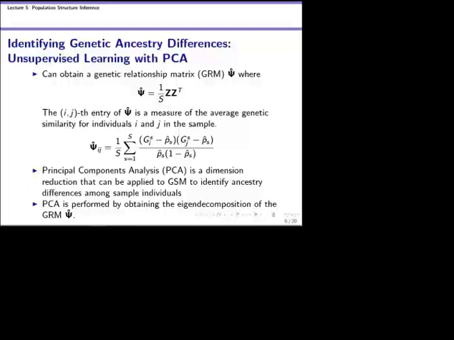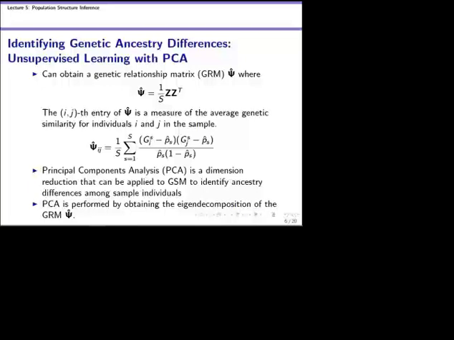So this is an average standardized correlation for individual I and individual J's genotype. So it's an average correlation of an individual's genotype across the genome, and you do this for all pairs of individuals. Okay, so that's the genetic relationship matrix. Some people call it the genetic similarity matrix. So we're just measuring the correlation for all possible pairs in your sample.